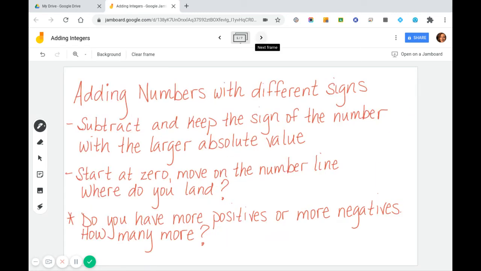Now, when the signs are different, the real rule is you subtract. The signs are different, you find the difference. You subtract and then you keep the sign of the number that had the larger absolute value.